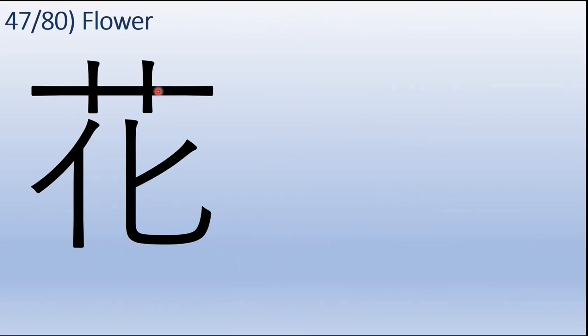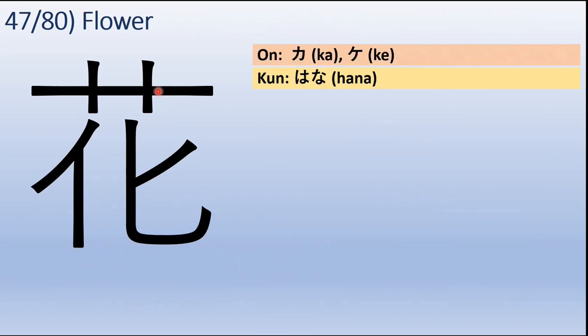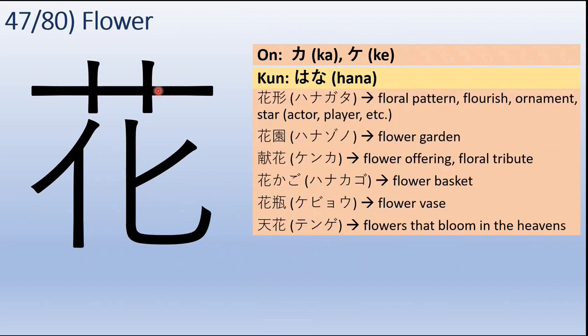Next is the kanji for flower. We know kanji, the onyomi readings are ka and ke, and kun'yomi is hana. The usage, hanagata, which means floral pattern, flourish, ornament, or star, actor, player, etc. Then we have hanadzano, which is flower garden. Then we have kenka, which means flower offering or floral tribute.